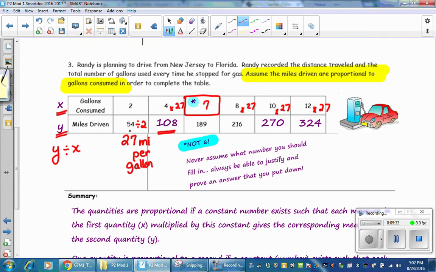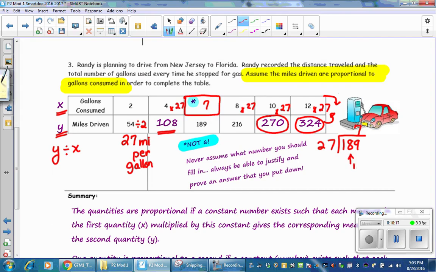And to figure that out, all you want to do is divide 189 by 27. 189 divided by 27. And the reason that works is because if you're going from the y value to the x value, the opposite of multiplying to get the number of miles is dividing to get the number of gallons. So you would take the number of miles and divide by 27 to get the number of gallons. And 216 divided by 27 is 8. And 189 divided by 27 is equal to 7.